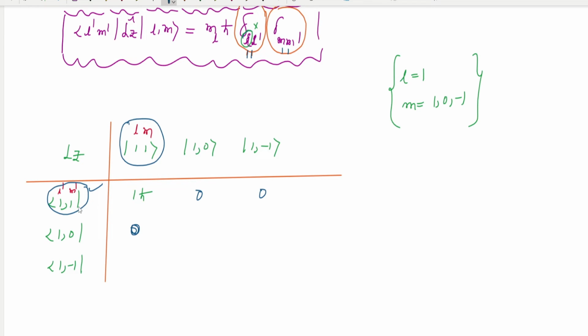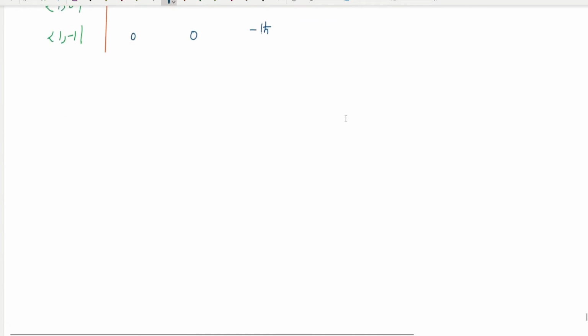L prime, or say this is 1, this is 0, this one 0 0. Then what is the value here? 0. Here the answer is 0. Careful. Okay, this answer is 0. Then this one is 0. Next 0 0. See here, this is minus 1, right? Then you can get here minus 1 H cross. This is the LZ matrix representation.